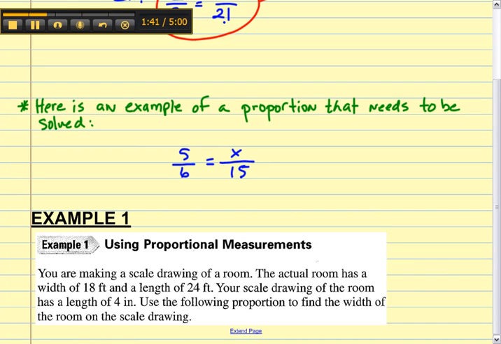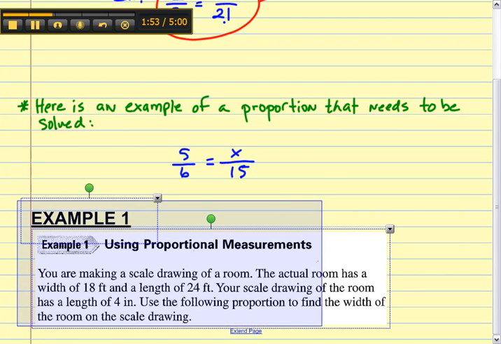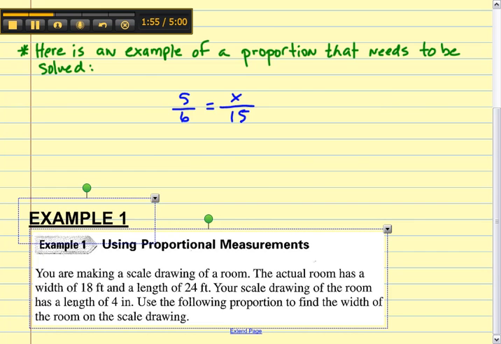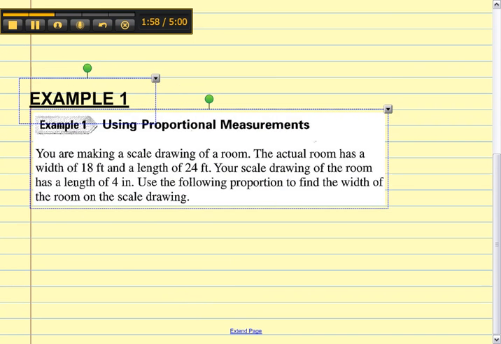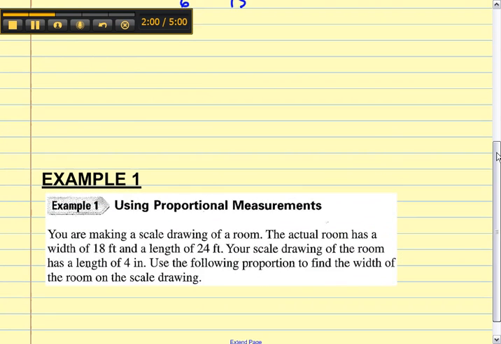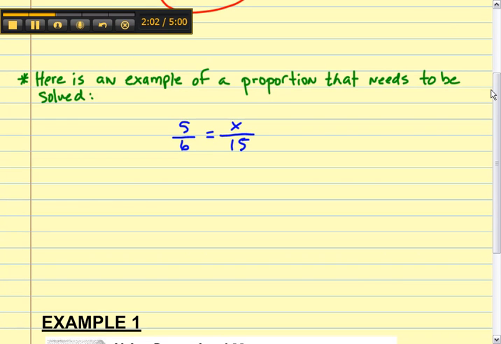Wait a minute. What do I multiply 6 by to get 15? Is it something even, Lou? No, it's not. So don't you have to divide 6 by 15? Well, I'm going to tell you what we do. Let me show you how we do this.